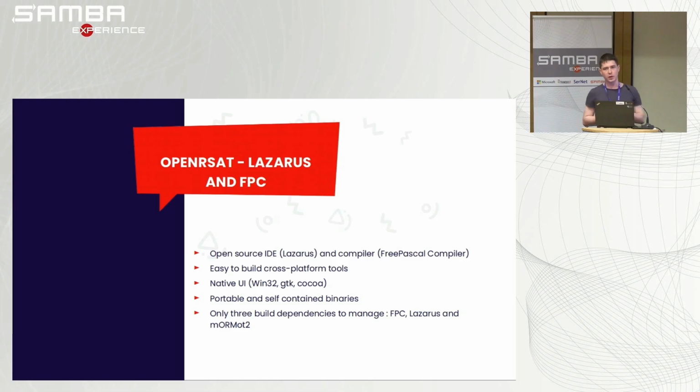It provides also a native UI. It will use the Win32 library or GTK2 library or the Cocoa library from Windows, Linux, and macOS. So it provides UIs that users already know because they are used to working on their own machine, so they know the interface. And it provides also self-contained binaries, which is very good because you can just download the binary and start working with OpenRSAT without the need of installing a lot of dependencies before using it. And as I said before, there are only 3 dependencies to manage: the compiler, the IDE we use, and the mORMot 2 library. So it's very easy to manage the dependencies if there are updates to do and so on.